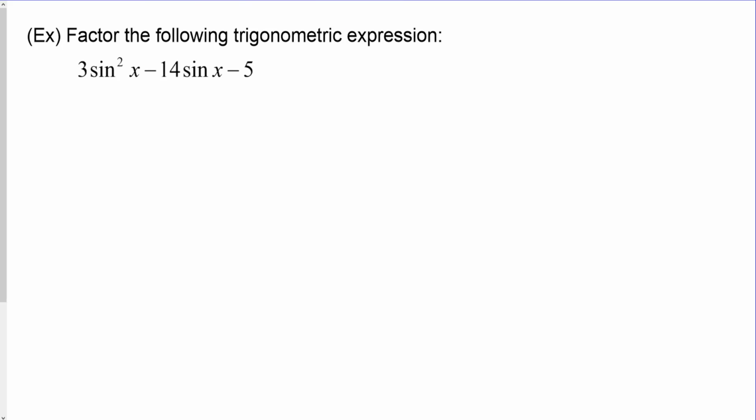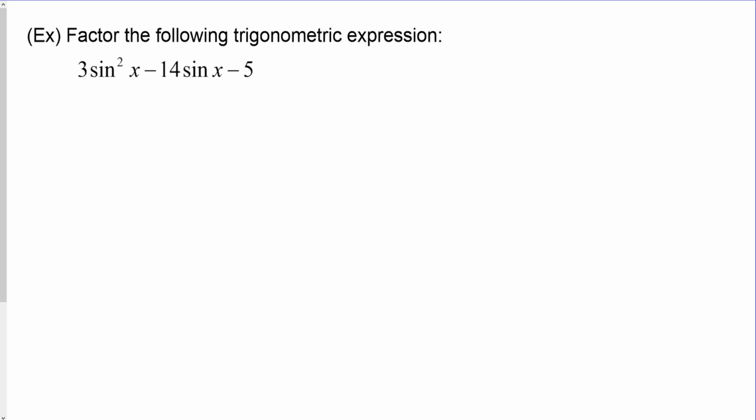Factor the following trigonometric expression. So 3 sine squared x minus 14 sine x equals minus 5. So the factoring here, this is something that you might have to do at some point in the class, not necessarily right away, but it's a good thing to be thinking of ahead of time. This is essentially a quadratic, but it's not exactly a quadratic because we have the sine squared and the sine x written there. You can factor with functions other than just x.